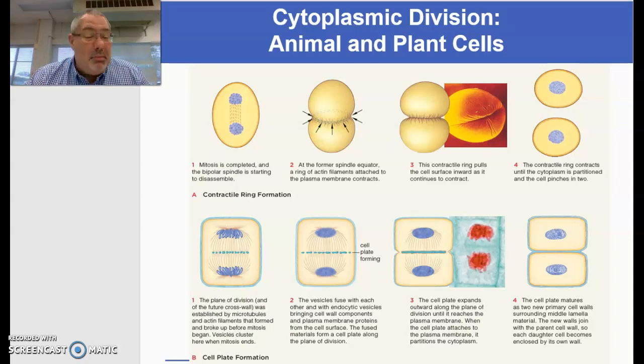The plant cell, which is more square or rectangular in shape due to the cell wall, forms a cell plate typically in the equatorial region again, where the chromosomes were aligned in metaphase. Cellulose, the main material in the cell wall, is laid down from the middle of the cell working out toward each end. And when that is completed, you basically have two new plant cells, two daughter cells.